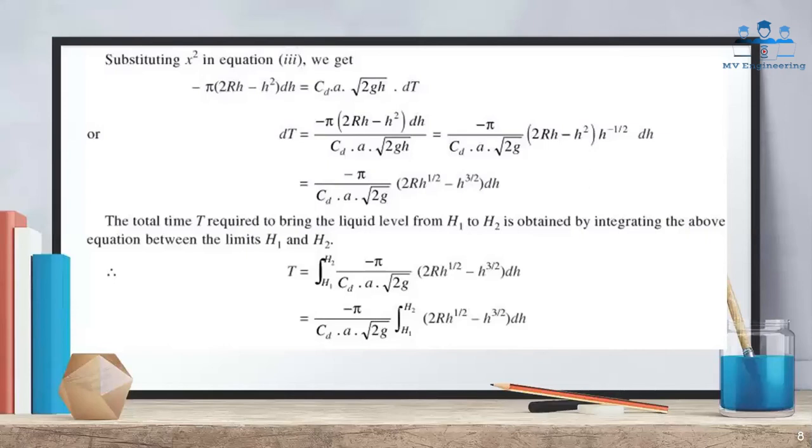So we have the time t equal to integral H1 to H2 minus pi by CdA root 2g, 2R h raised to 1 by 2 minus h raised to 3 by 2 into dH. Or taking the constants outside, we have minus pi by CdA root 2g integral within the limits h1 to h2, 2R h raised to 1 by 2 minus h raised to 3 by 2 into dH. Now we have to integrate this equation.